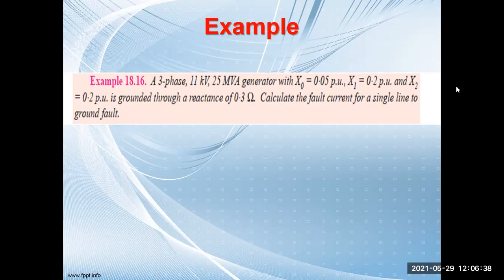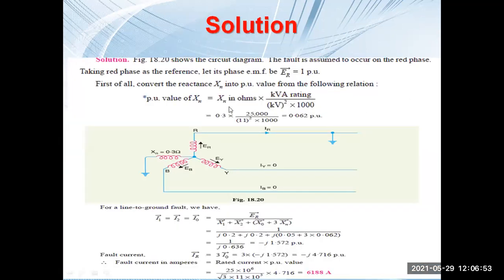So how to do that? It's very simple. Power by voltage, it is current. Then voltage by current, it is impedance. So please do it. Yes or no? Or directly you can also do it with the help of the formula. That is, per unit value will be ohm into kVA rating by kV square into 1000. You know this formula? Yes or no? Yes, sir. Okay, so please apply this formula.